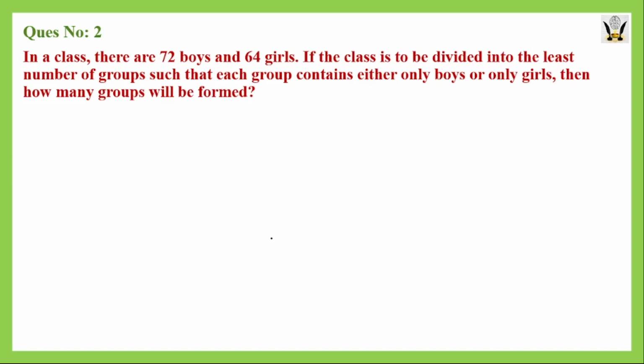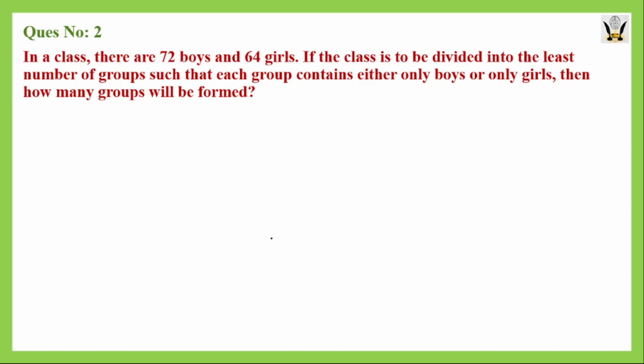The information which is not given directly here is that in each group there will be the same number of boys or girls, which we have to assume. And one more piece of information given is that the group will be either of boys or of girls. It is not like there will be boys as well as girls in a group. So if we go by all this information, one thing is clear: we will find how many groups will be formed, but in each group there will be either boys or girls, and the same number in each group.